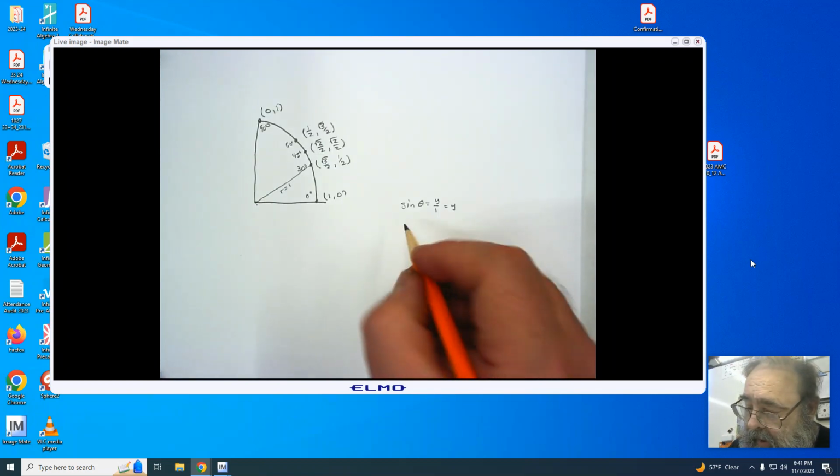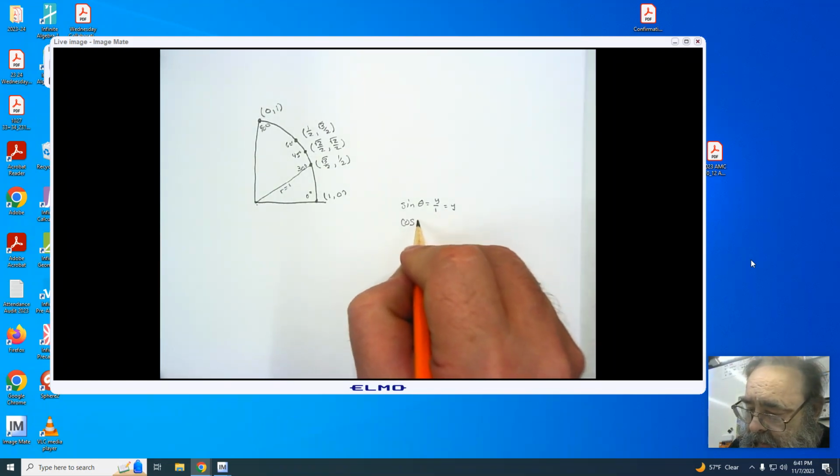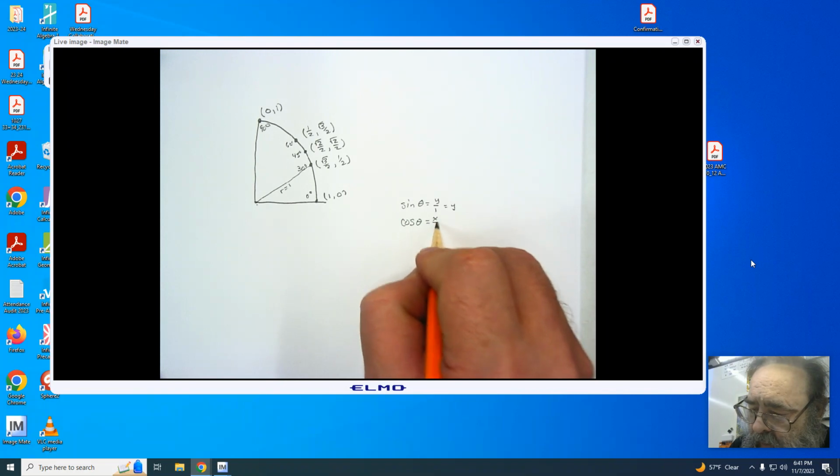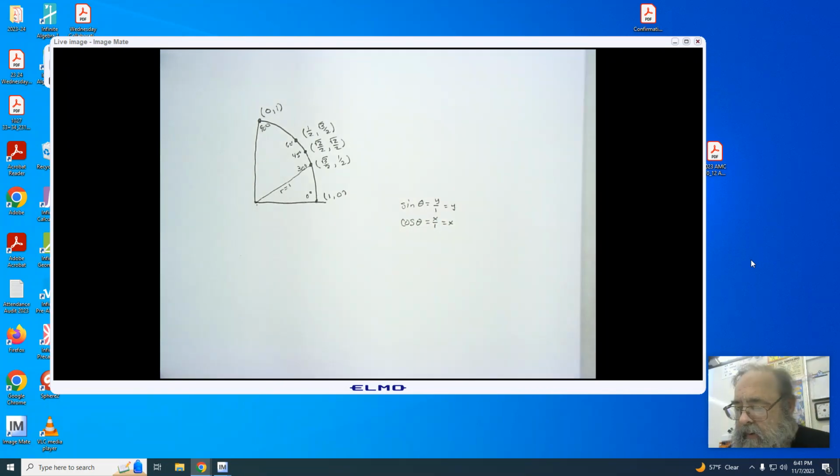We also know that cosine follows a similar pattern, being x over 1, and therefore x. That means that the x value in each coordinate is the cosine ratio that we are seeking. And once again, this is for a unit circle.